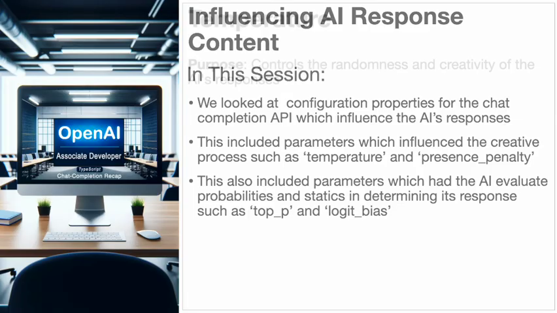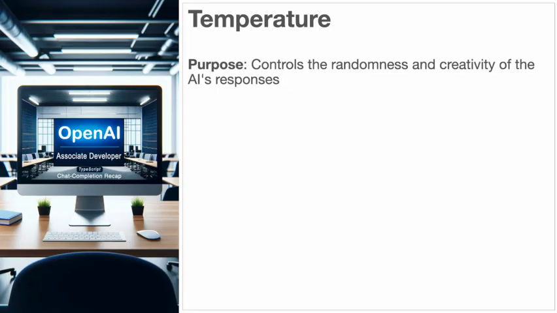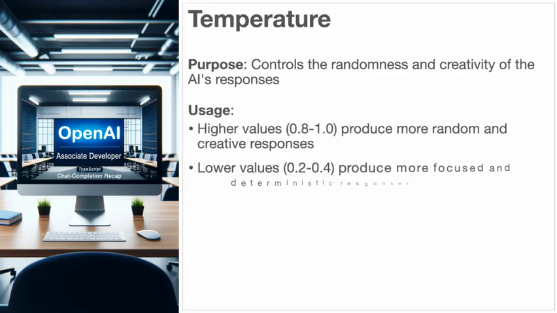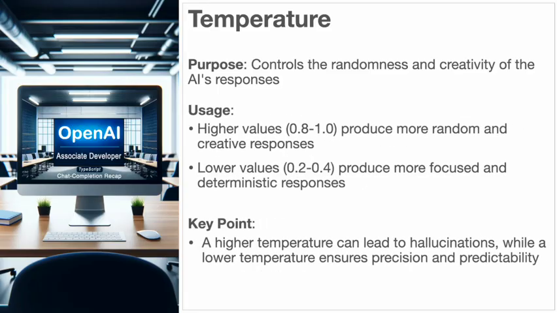First, we looked at the temperature property. Temperature is used to control the randomness and creativity of the AI's responses. By adjusting this value, you can influence how imaginative or predictable the AI's output will be. Higher values make the responses more diverse, ideal for creative writing, while lower values result in more deterministic and focused answers, suitable for factual or scientific contexts.